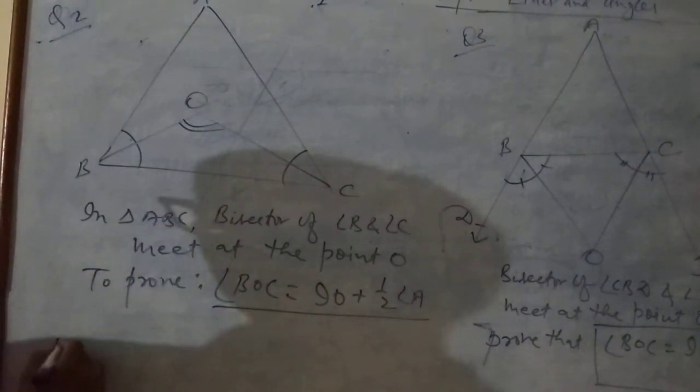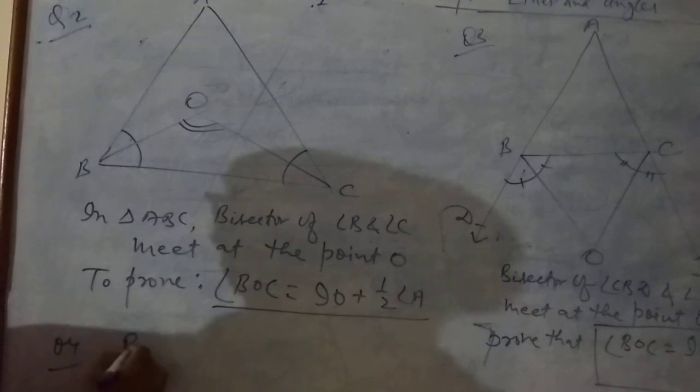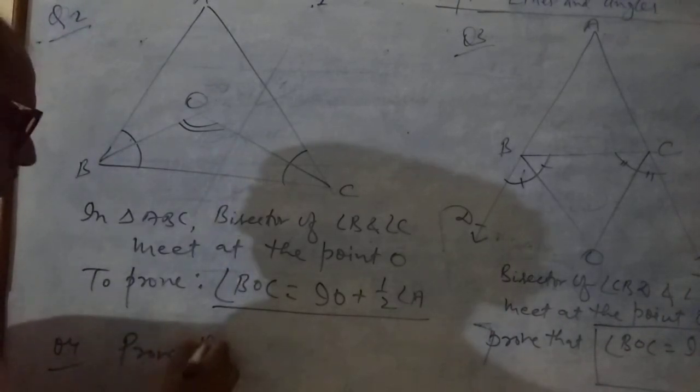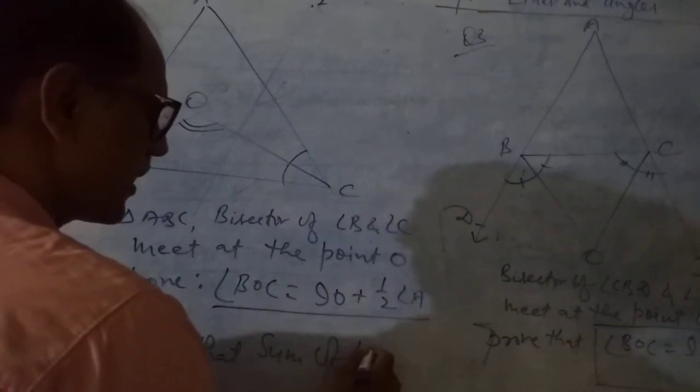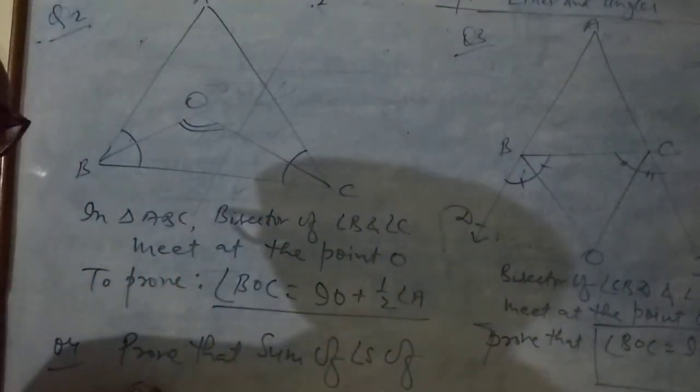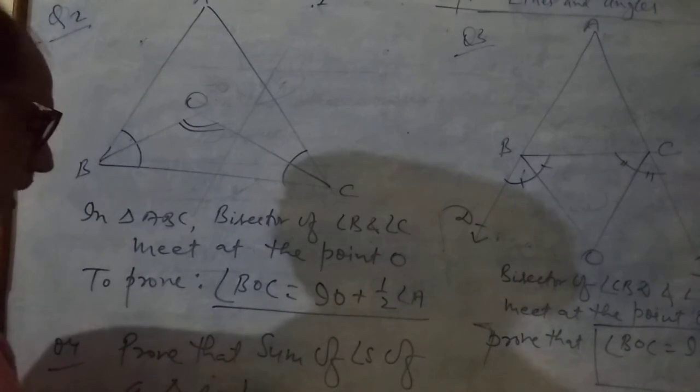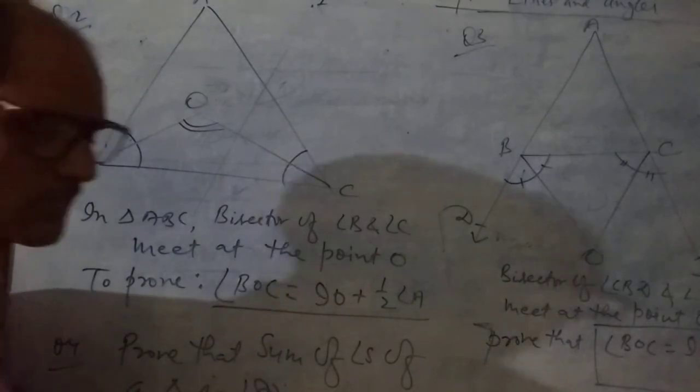Question number 4. Prove that the sum of angles of a triangle is 180. Okay. Thank you.